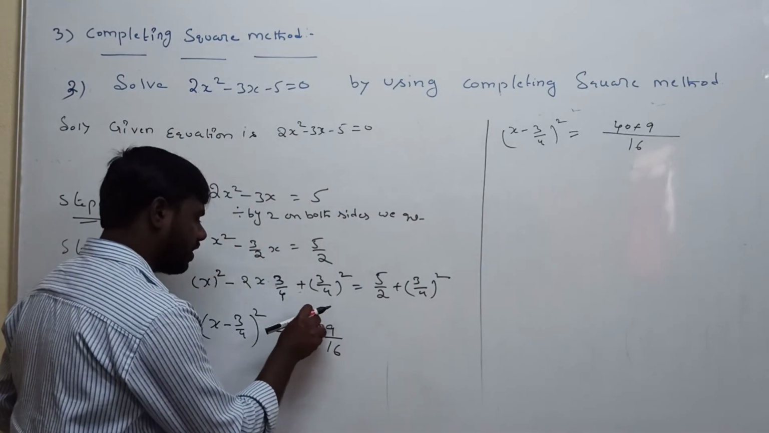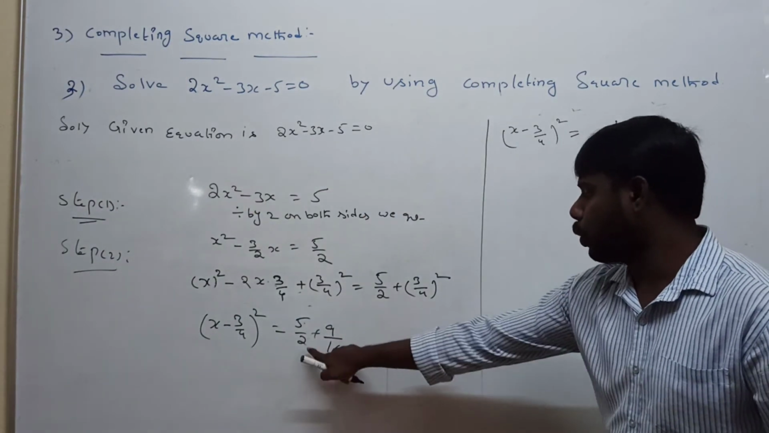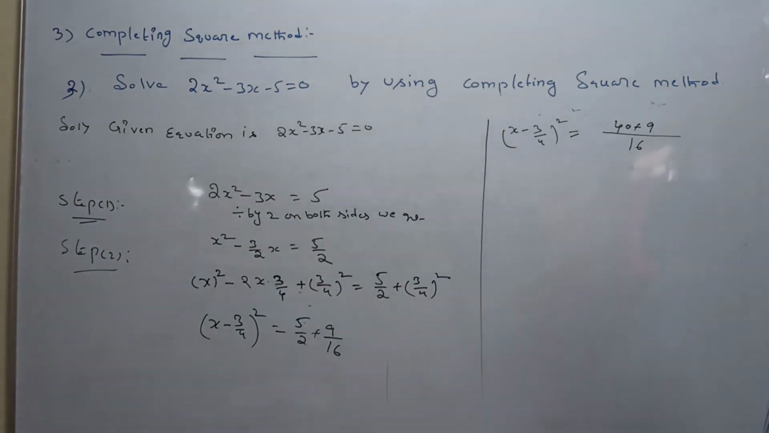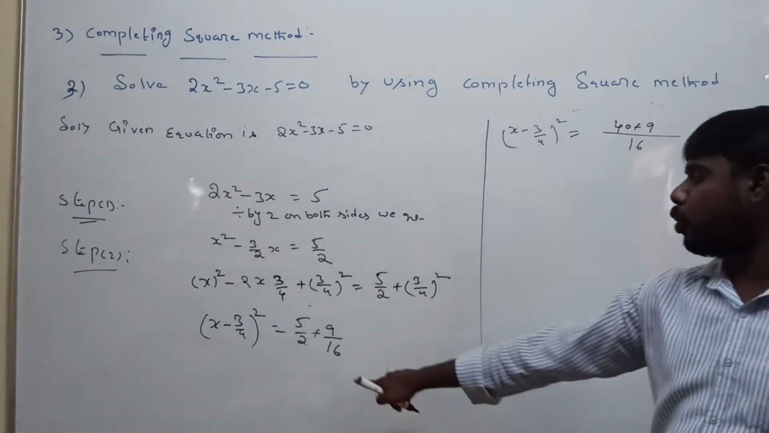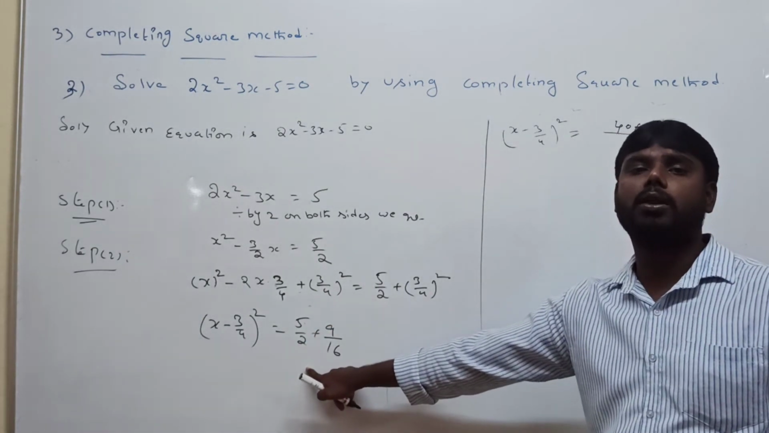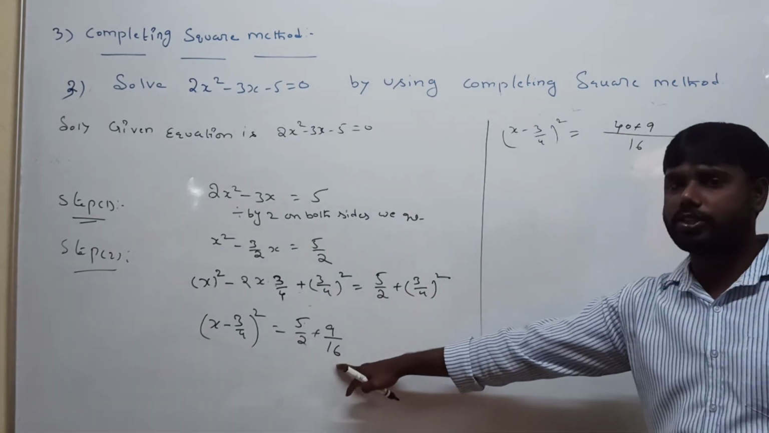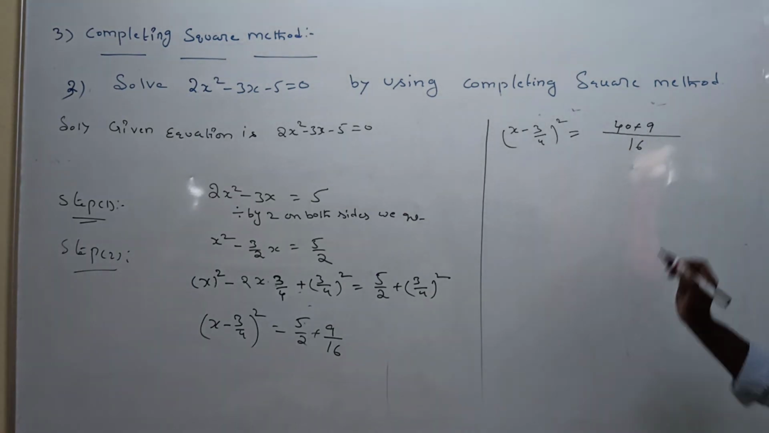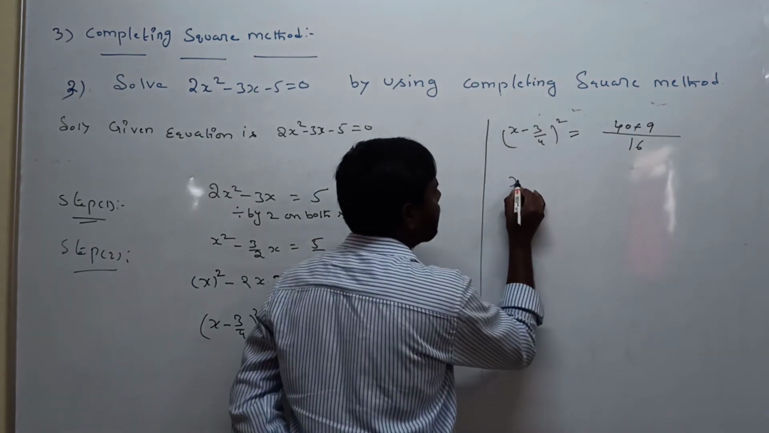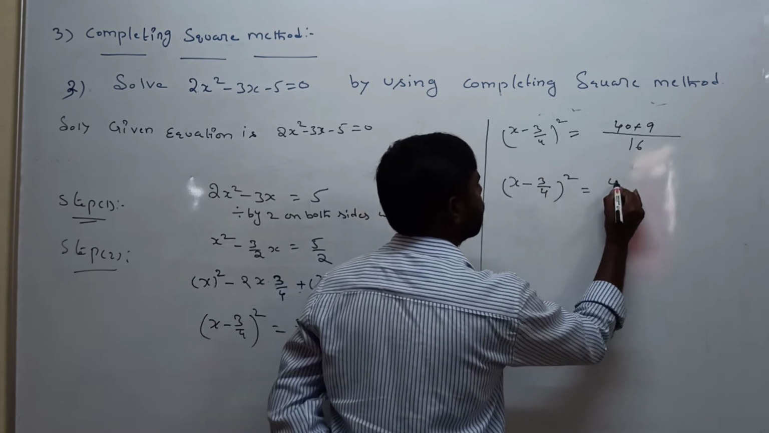Because of the 2 and 16, the LCM value is 16. But here 2 is there, and here LCM is 16. How to convert: which number multiplied by 2 we get 16? 8 is the possibility. That's why numerator multiply 8, denominator multiply 8. So 5 into 8 is 40 plus already numerator 9, denominator 16 is there. So numerator value write as it is. Now 40 plus 9 is 49. X minus 3 by 4 whole square.